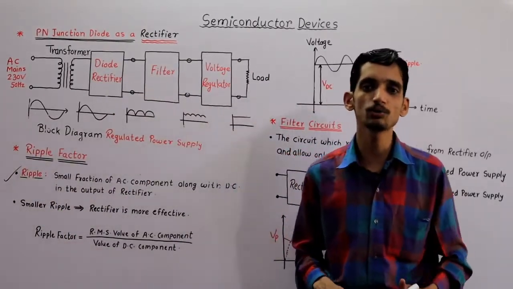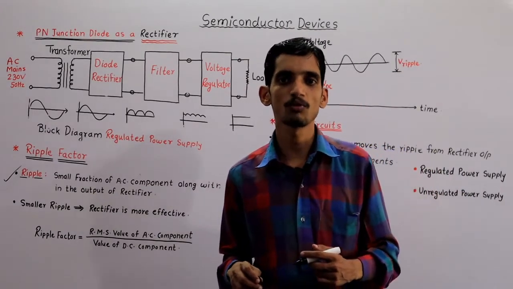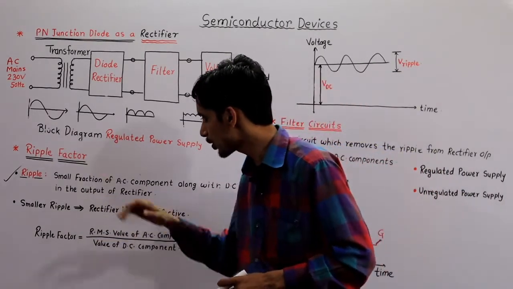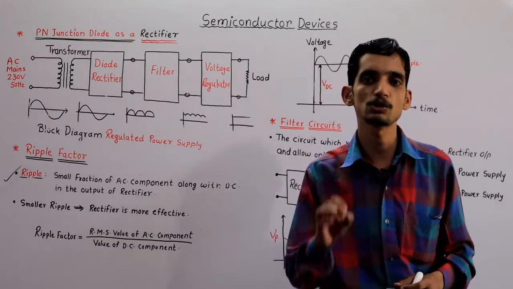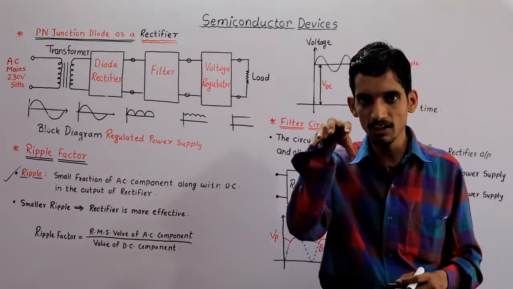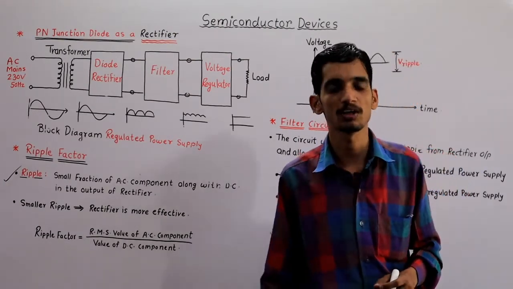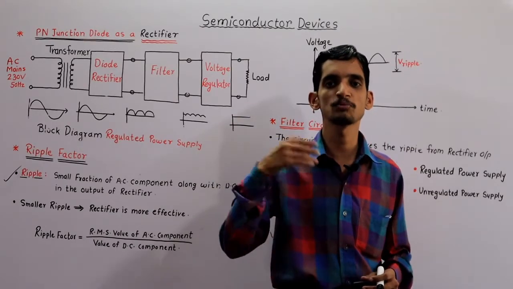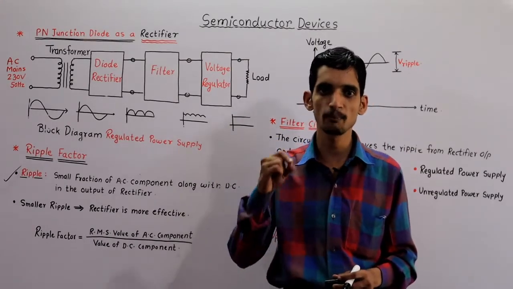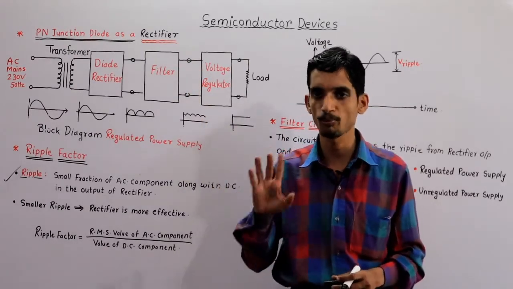Second important point is what? The smaller the ripple, then what happens? When the ripple is smaller, then the rectifier is more effective. This is also an important point. As ripple content is less, the effectiveness of rectification is more. It means if ripple content in the output of rectifier is less, the rectifier is more effective. So as ripple increases, rectifier becomes less effective. This is an important point.